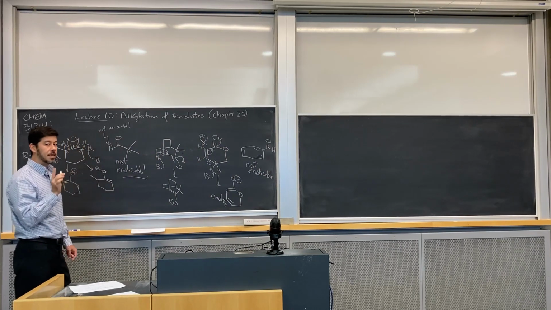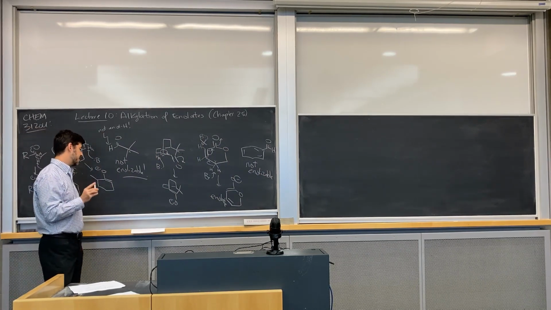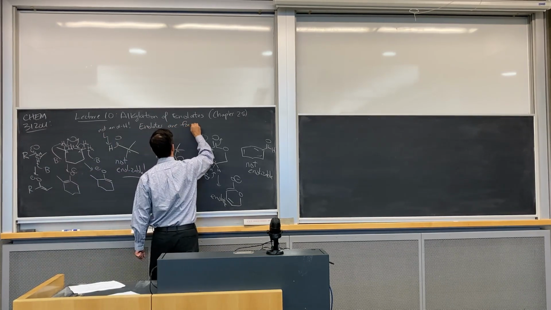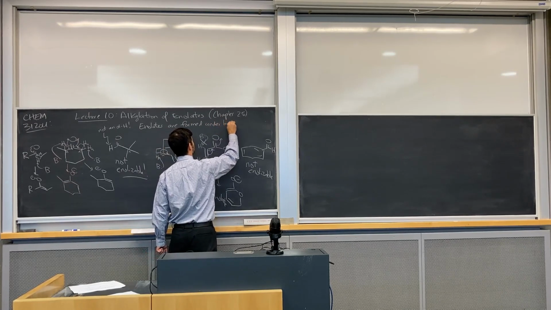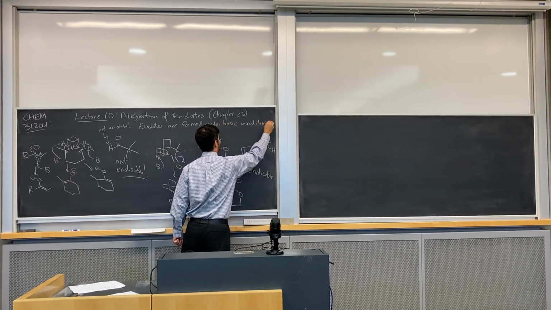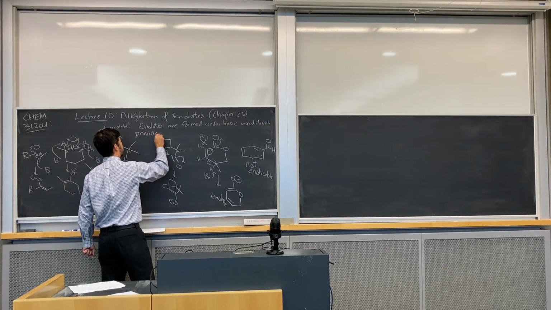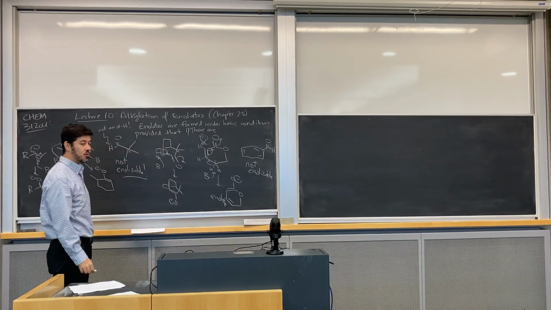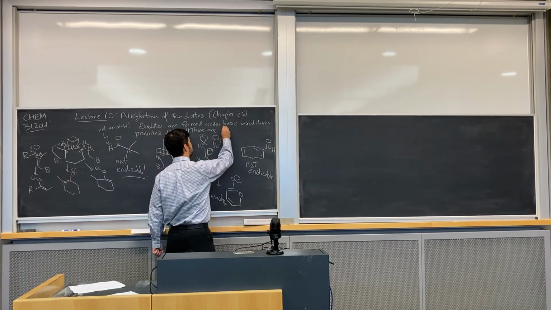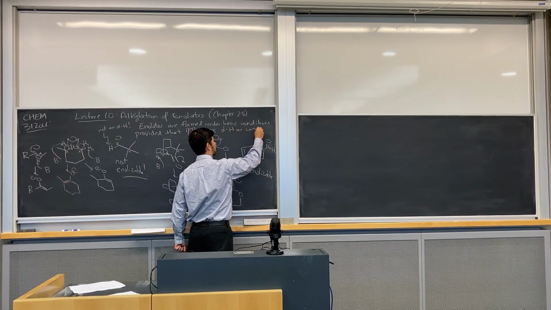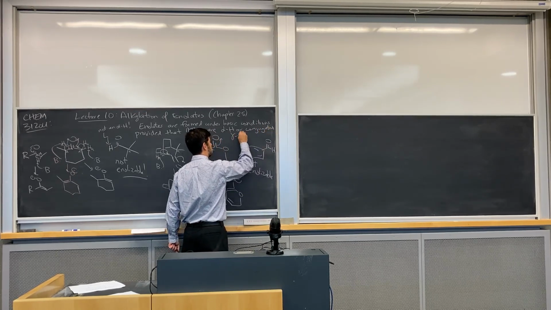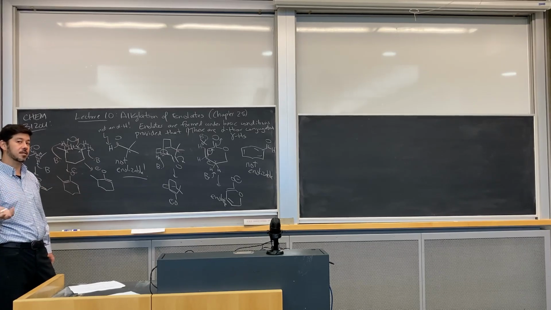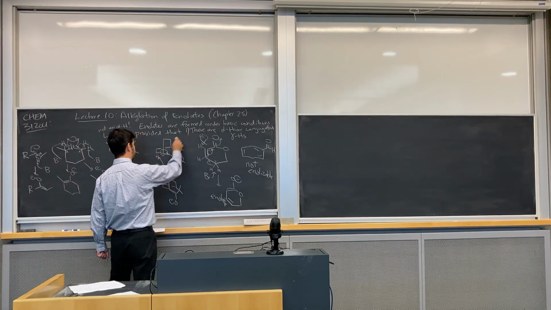enolizable. So enolates are formed from carbonyl compounds under basic conditions, provided that, one, there are alpha protons or conjugated gamma protons, and number two, that the anion you make can be stabilized through resonance.